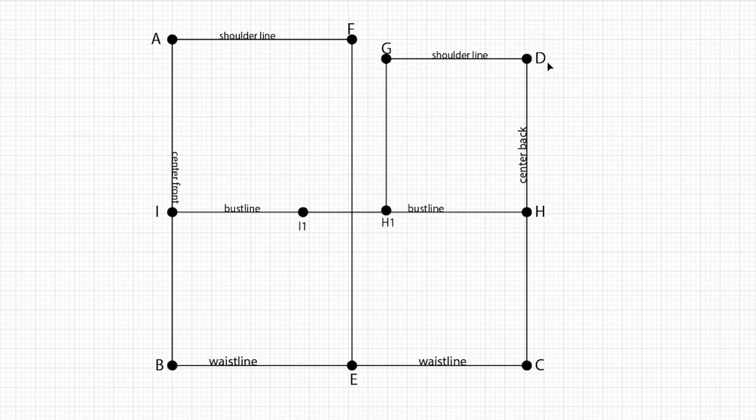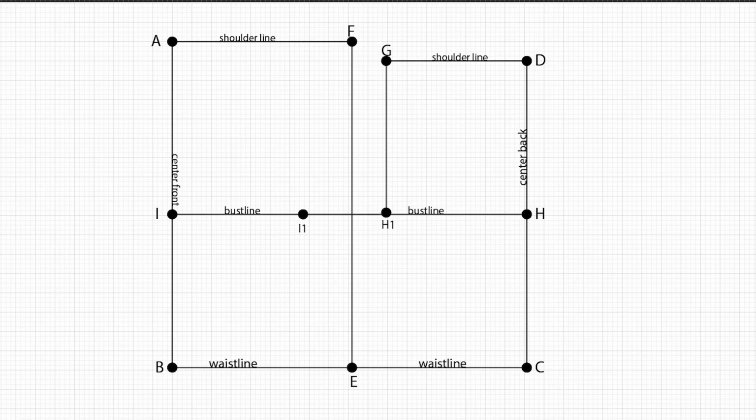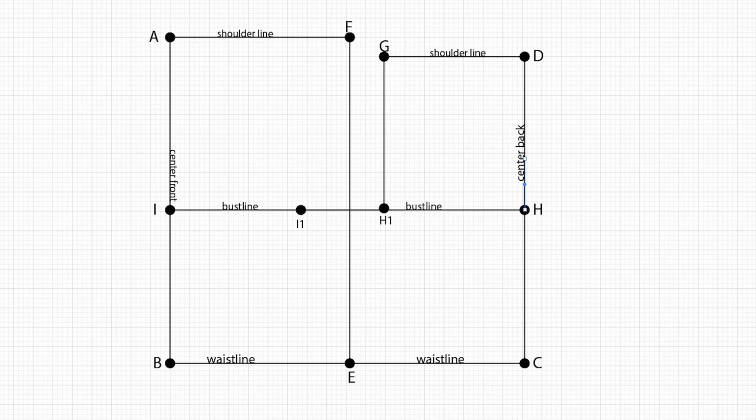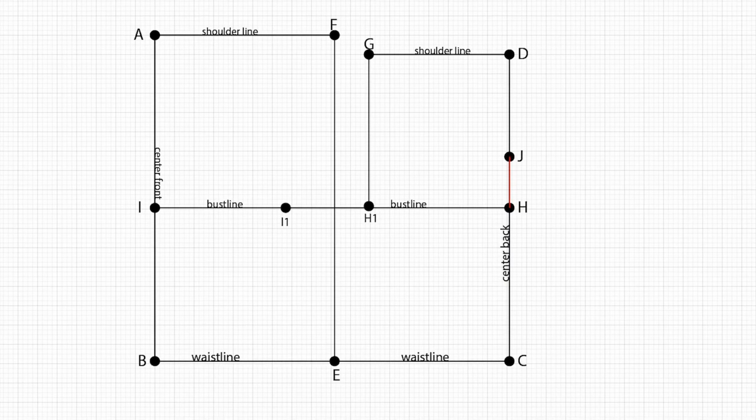Now measure from your point D to your point H, and divide that number by 3. Take that number and go up from H the length of that number, and mark that point J. As you can see here in red, I went up that measurement. I took a third of this line and went up from point H to point J.